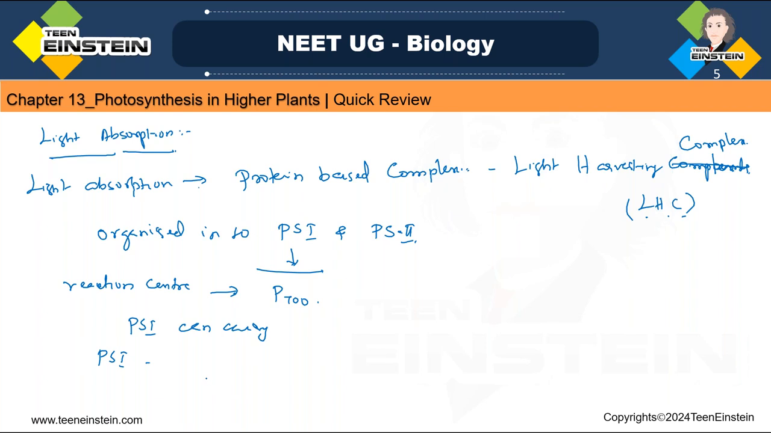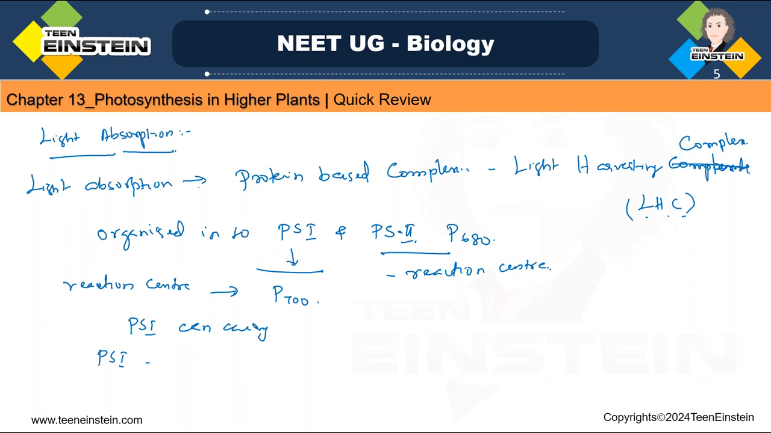Then what about PS2? Photosystem 2 or pigment system 2 is P680, that is the second one. This P680 functions as the reaction center in this photosystem.